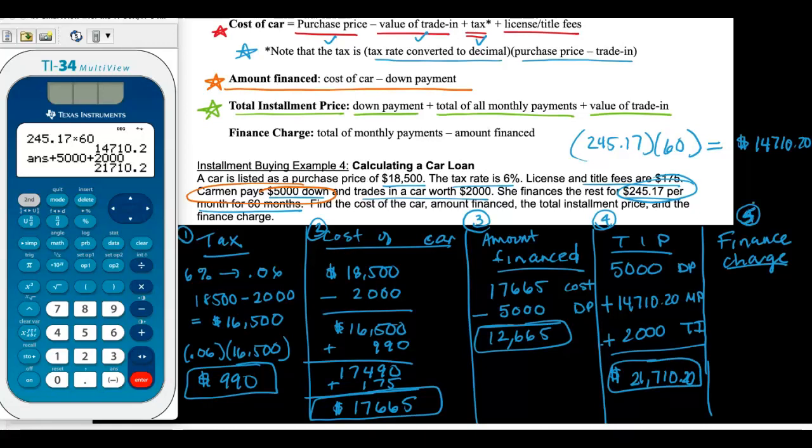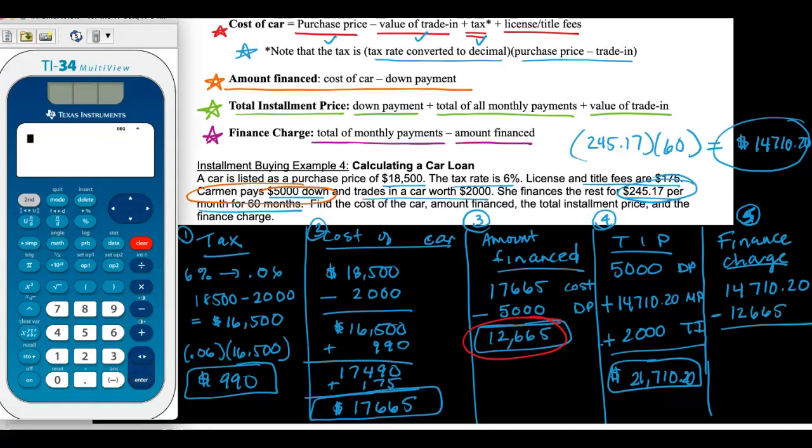Okay, so last step, actually this would be step 5, we're going to find the finance charge, and we can use that last formula here. Finance charge is just the total of all monthly payments minus the amount financed. So what is the amount that Carmen ends up paying the bank in total, all those monthly payments? Well, we already calculated that from the previous step, and that was $14,710.20. So that's the total of all monthly payments minus, well, how much did she actually borrow from the bank? Well, we calculated that in a previous step right here. So we calculated that as $12,665.